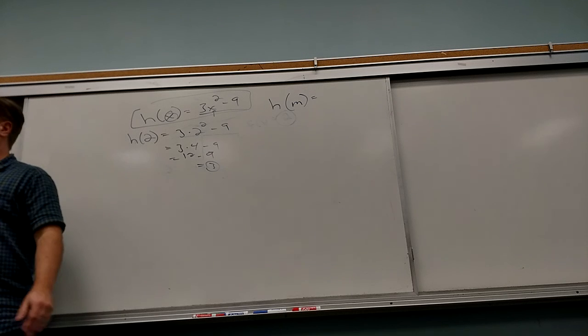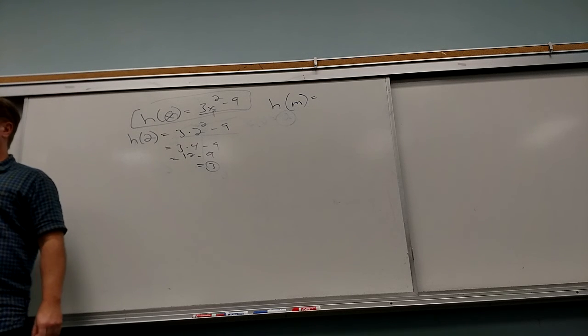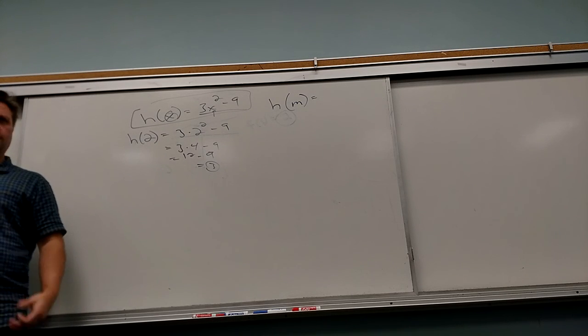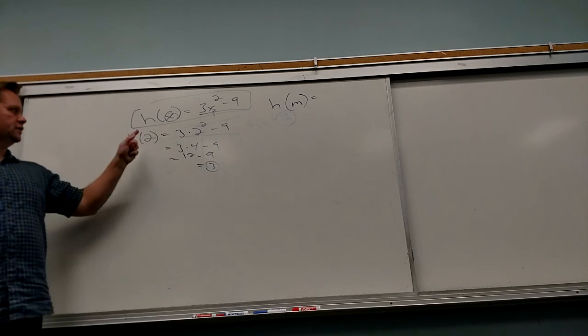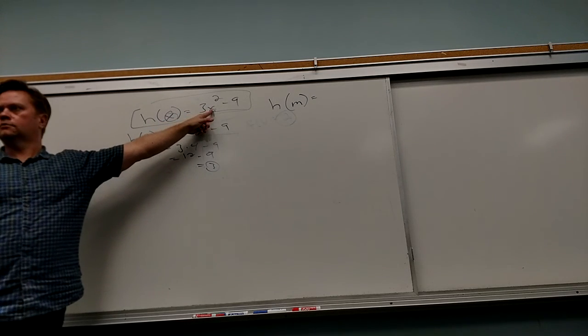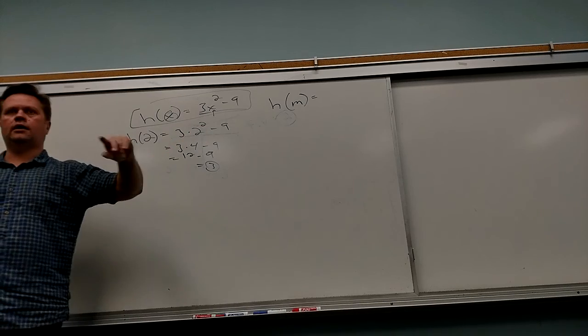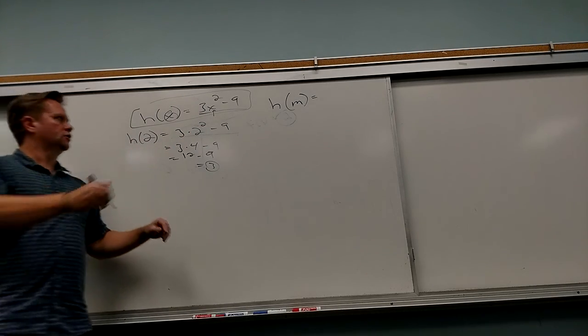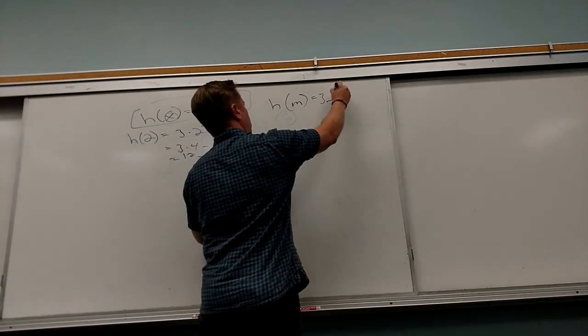3m squared minus 9. You guys see that? The idea can't change. Whatever's here, I put in there. That's the idea. It doesn't care what's in there. Whatever's in there. So h of m is 3m squared minus 9.